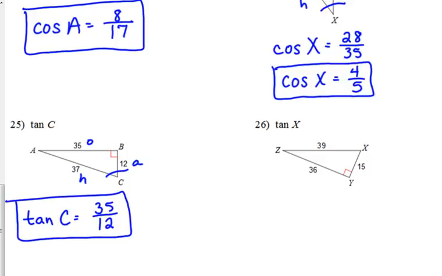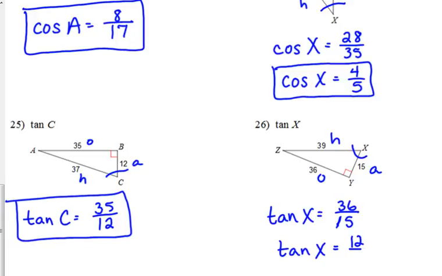Okay, one more. Tangent of x here. 39 is the hypotenuse. The angle is x, so 15 is the adjacent, 36 is the opposite. Tangent of x is equal to 36 over 15. Those are both divisible by 3. So 12 over 5.